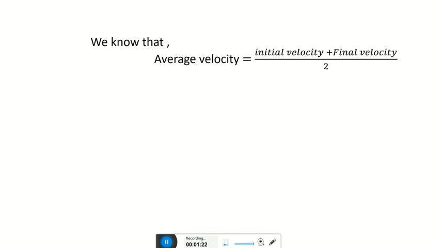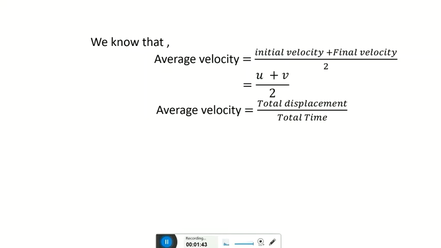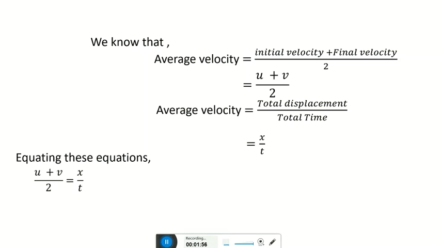We know that average velocity is equal to initial velocity plus final velocity by 2. If u is the initial velocity and v is the final velocity, then average velocity = (u + v)/2. Also, average velocity is equal to total displacement by total time. If x is the total displacement and t is total time, then average velocity = x/t. By equating these two equations, we get (u + v)/2 = x/t, or x = ((u + v)/2) × t.